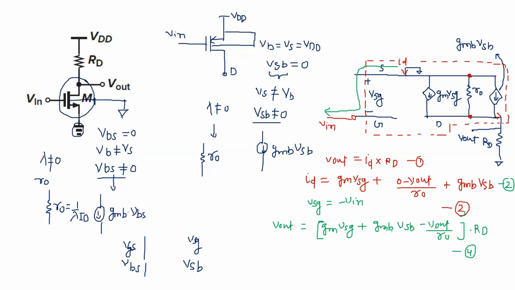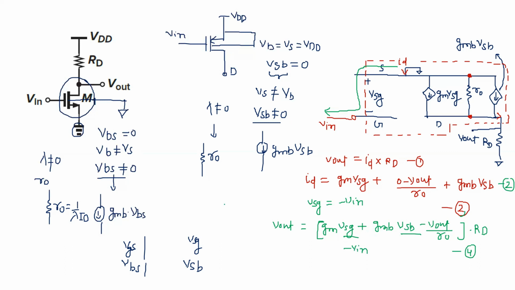If the body is connected at some point, it will be shown in the question, and then you can write this VSB also. But in general, this VSG is replaced by minus V in. So we can find this voltage gain here.